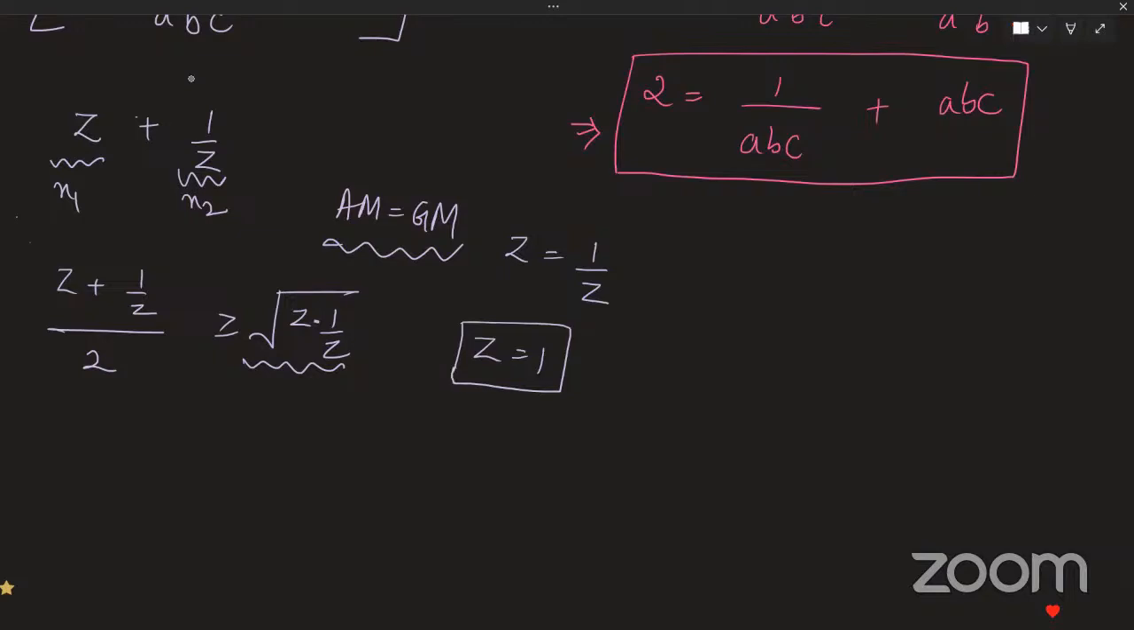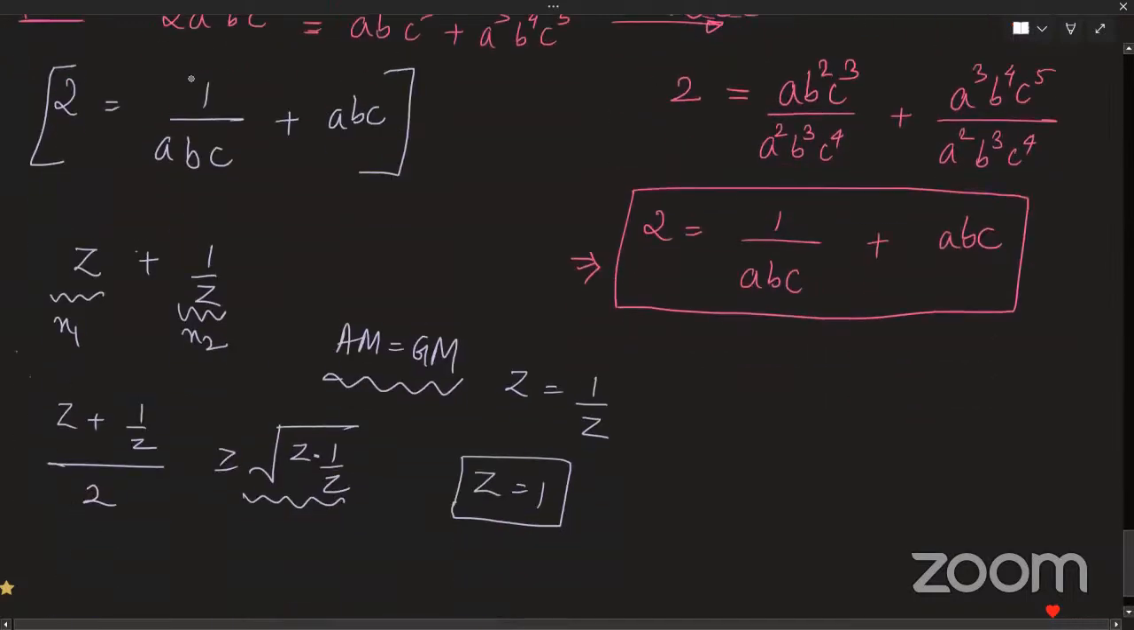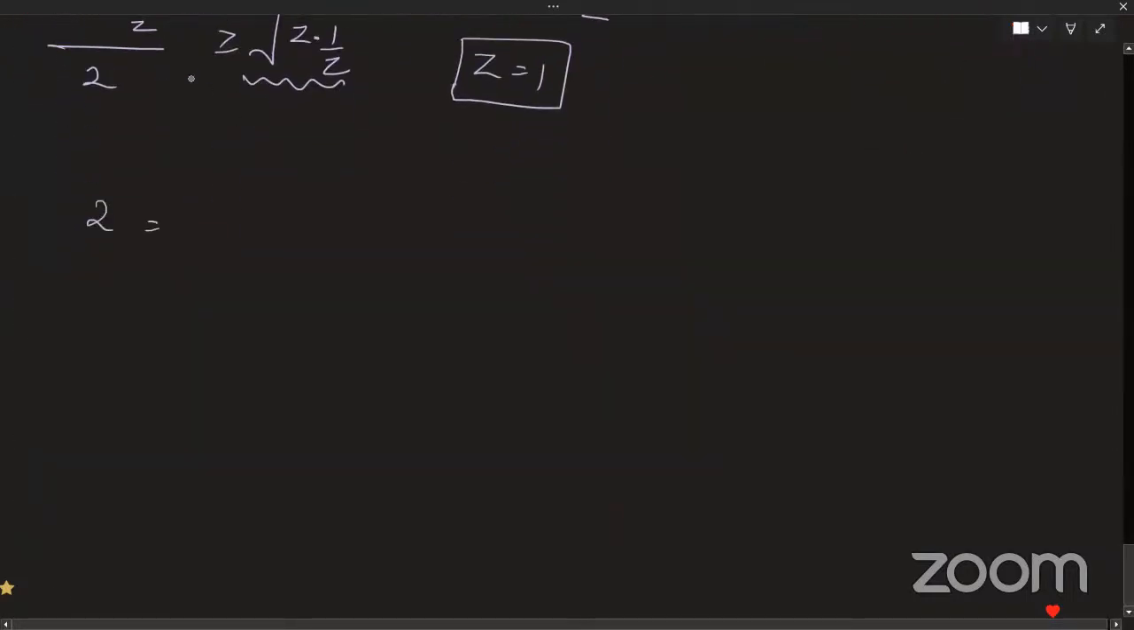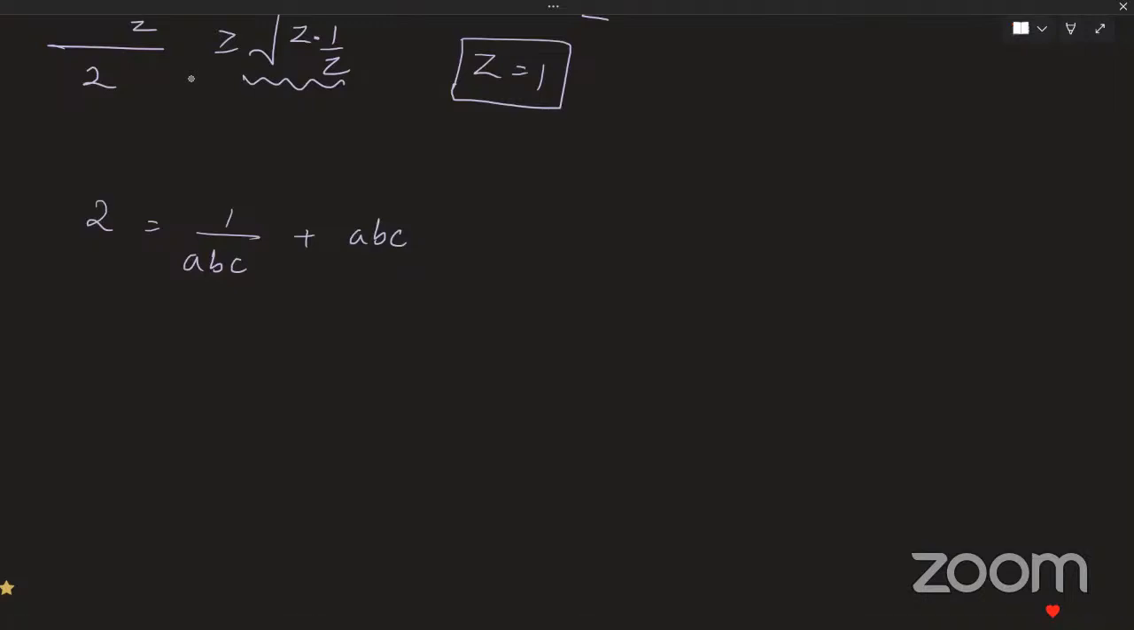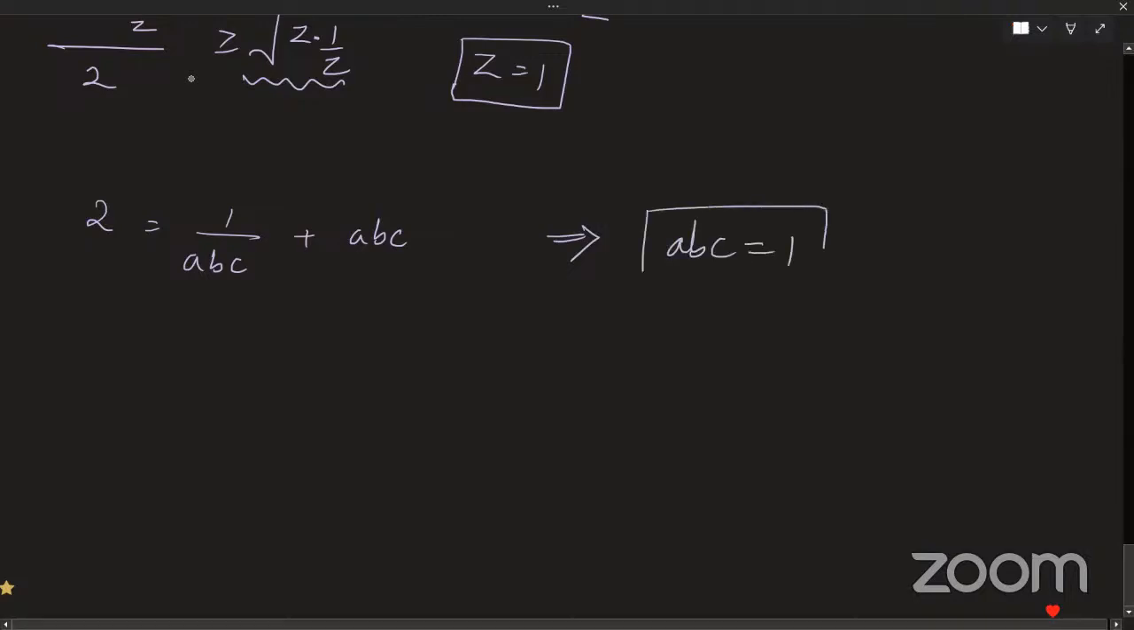Just look at it here. I have got that 2 is equal to 1 by ABC plus ABC. So what can I infer now? Sir, ABC is equal to 1. Correct. Because the least value possible was 1.